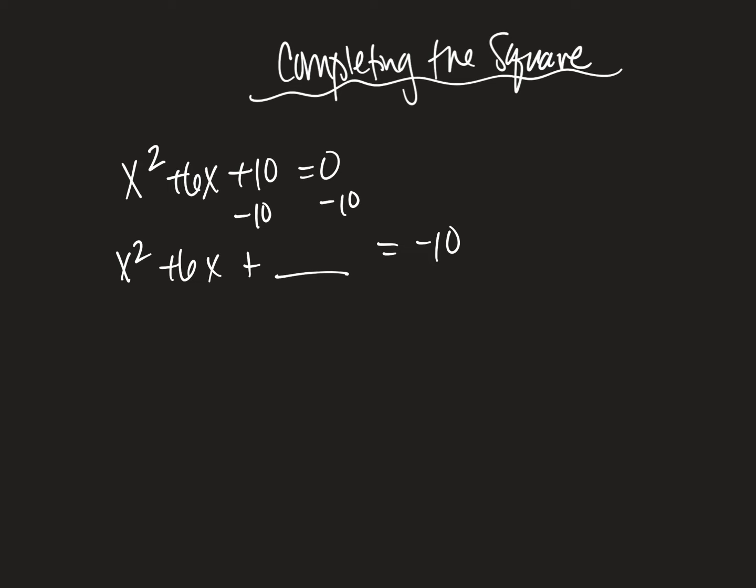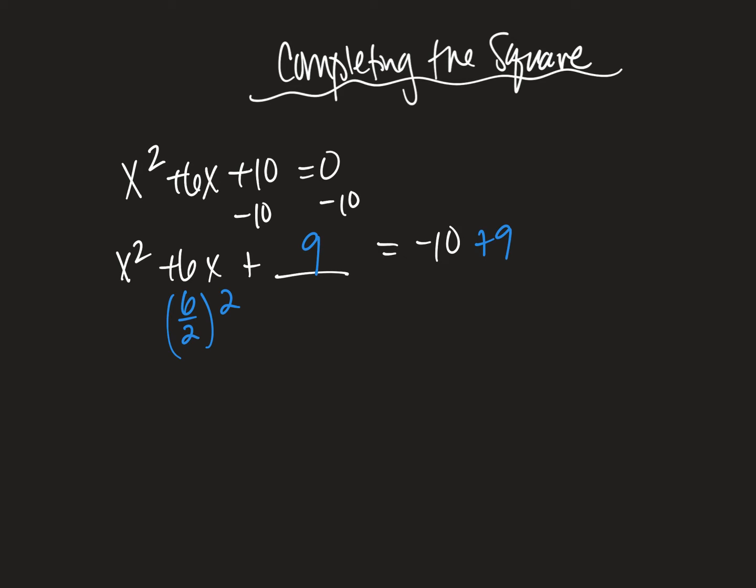I want to pick something that I can fill in this blank with that will allow me to factor the problem. The way I do that is I always take half of the middle term and I square it. So half of 6 is 3 and 3 squared is 9. Now the rule is that if I add 9 on the left, I have to add 9 on the right. That's the rule in algebra.